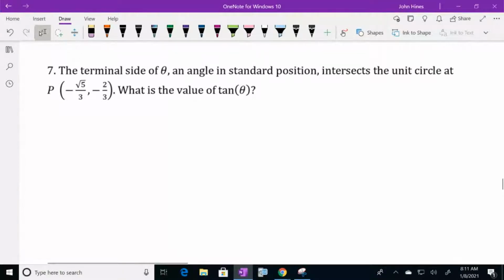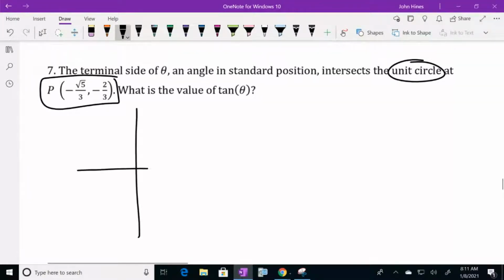So the terminal side of an angle in standard position intersects the unit circle at this point. So let's draw a picture. I intersect the unit circle at -5/3, -2/3. So this point here is a quadrant 3 angle. I spin into quadrant 3 and I get x, y. But I'm also in the unit circle. So that's 1. And in the unit circle, my x value is cosine.